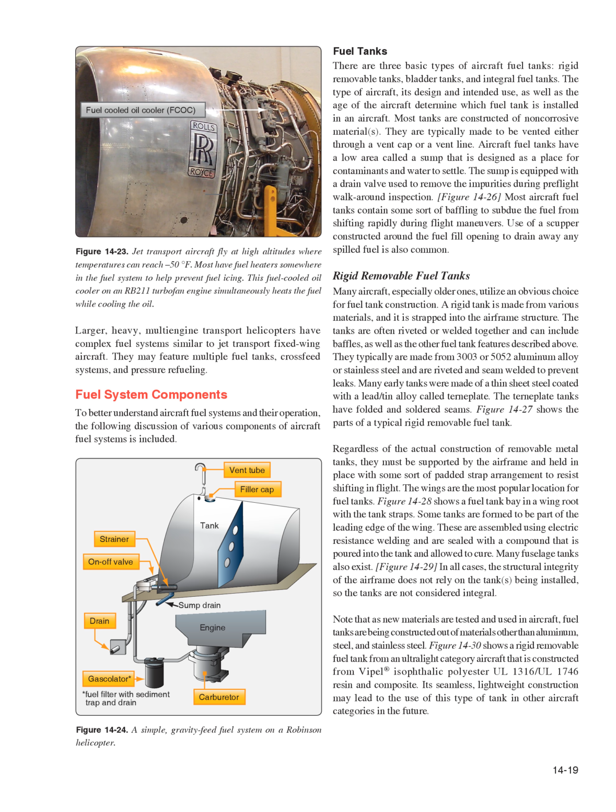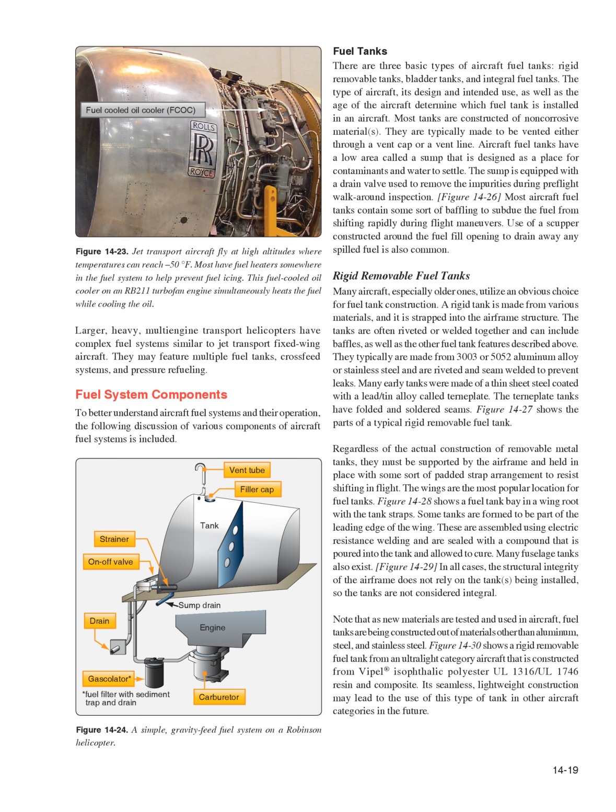Figure 14-27 shows the parts of a typical rigid removable fuel tank. Regardless of the actual construction of removable metal tanks, they must be supported by the airframe and held in place with some sort of padded strap arrangement to resist shifting in flight. The wings are the most popular location for fuel tanks. Figure 14-28 shows a fuel tank bay and a wing root with the tank straps. Some tanks are formed to be part of the leading edge of the wing.